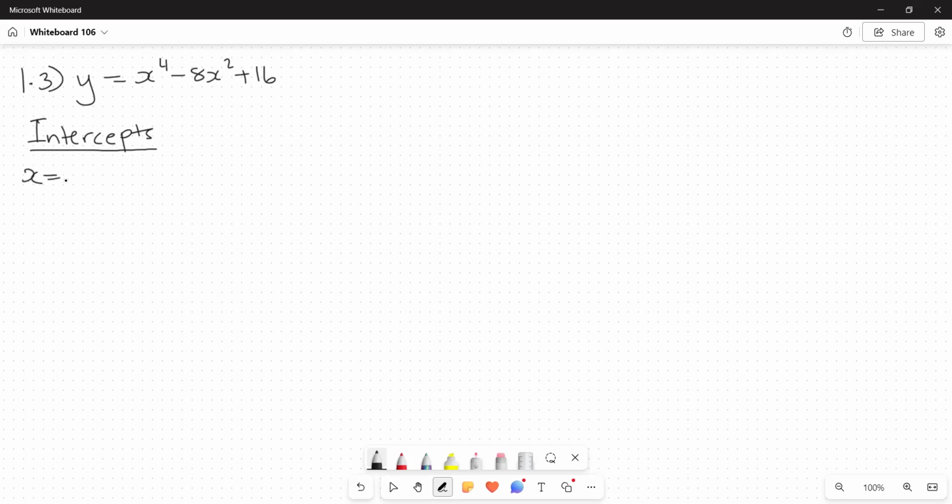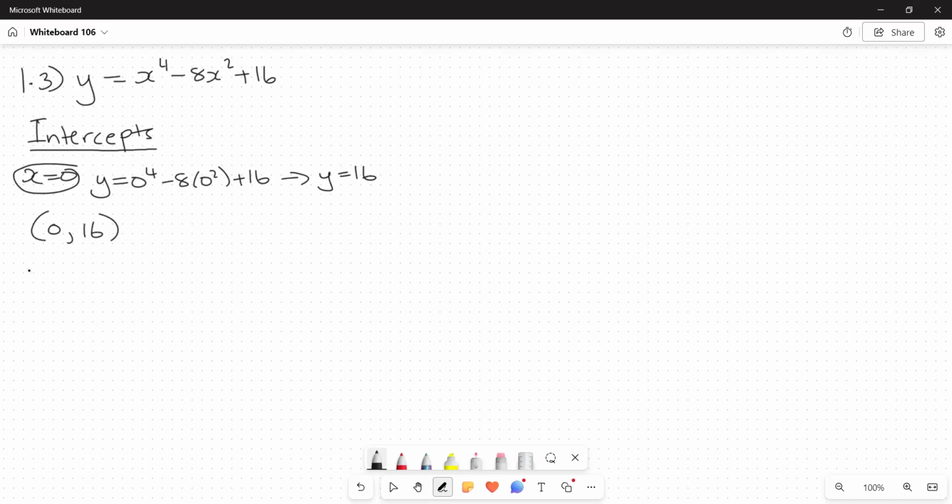When x is equal to 0, we have y is equal to 0 to the power 4 minus 8 times 0 squared plus 16. This means that y is equal to 16. So we have 0 and 16.